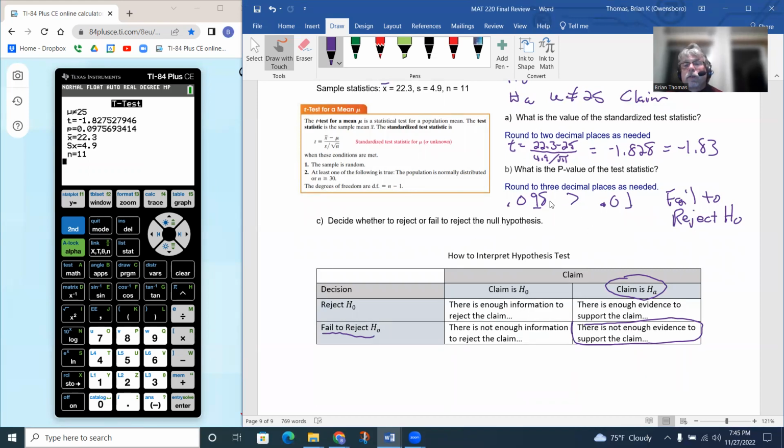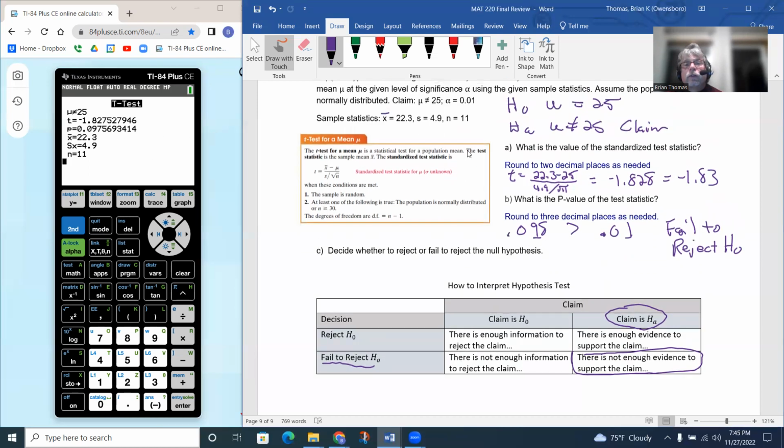So again, we can use the p-value and compare that to our level of significance, which is 0.01. If you want to go to 2 decimal places, 0.09 compared to 0.01, 0.09 is greater than 0.01. So we are going to fail to reject the null hypothesis, because the p-value has got to be less than alpha to reject it. Since we fail to reject it, this takes us to our table here. Since our claim was the alternative hypothesis, there's not enough evidence to support the claim.